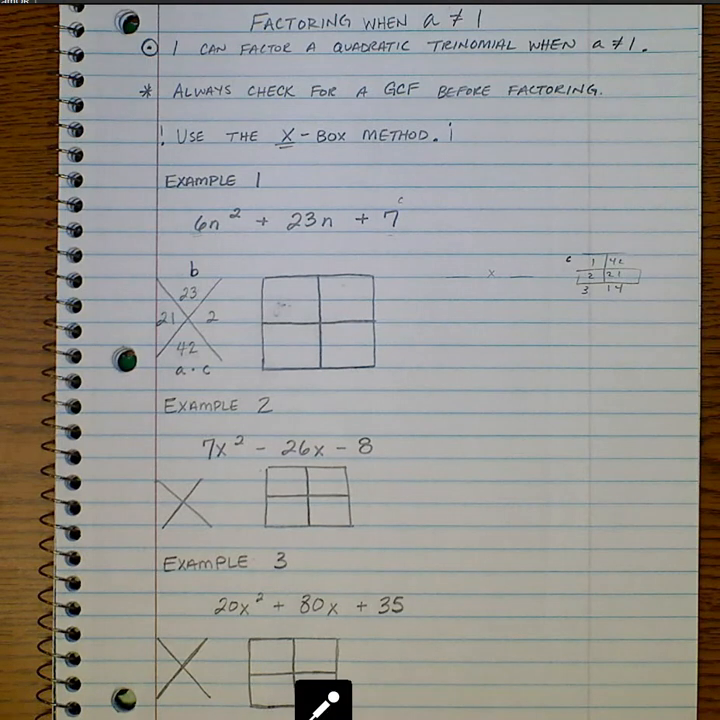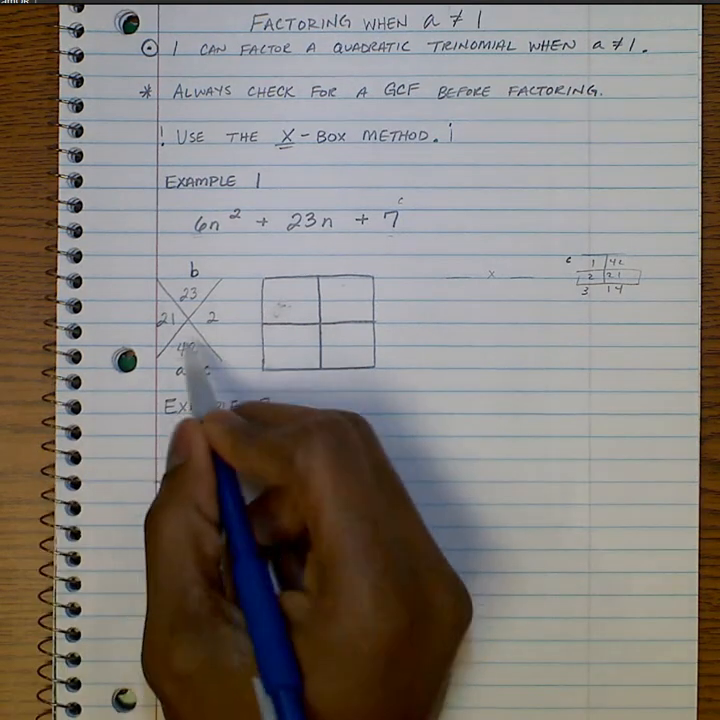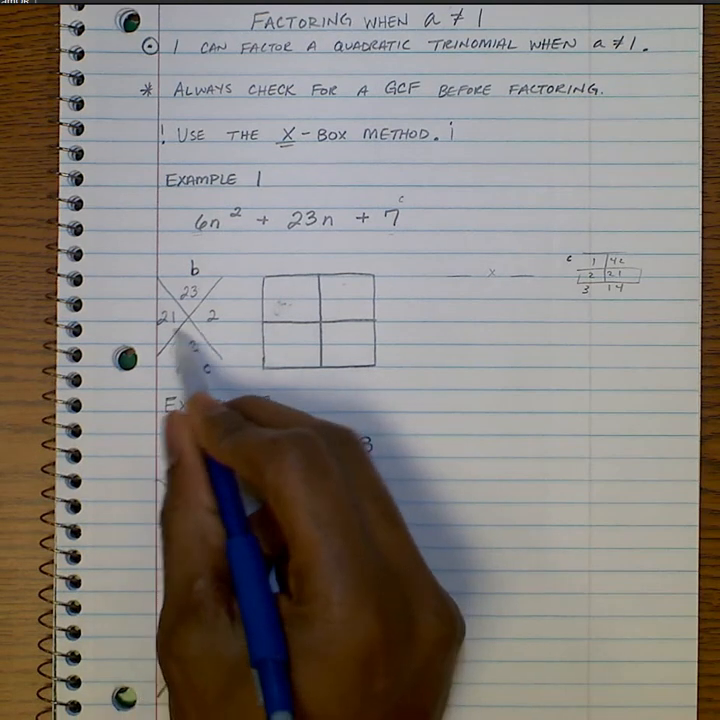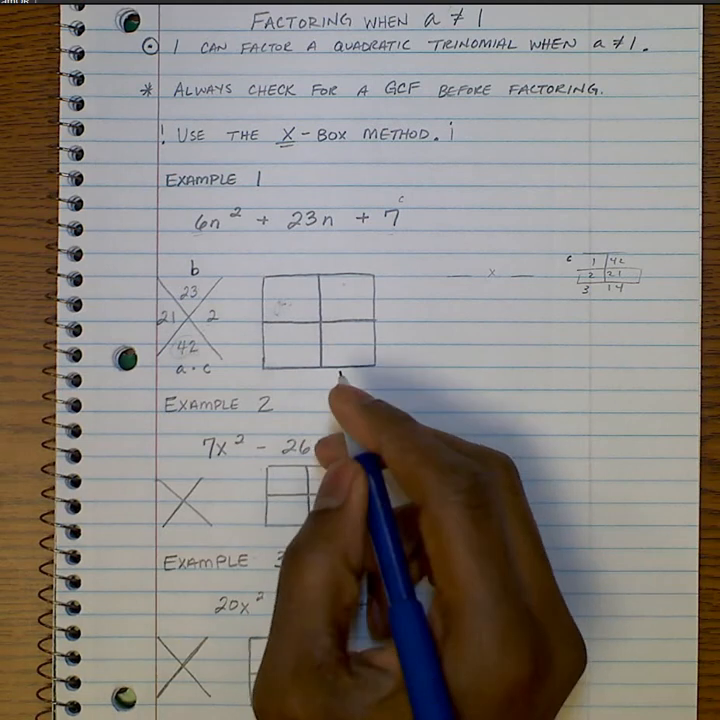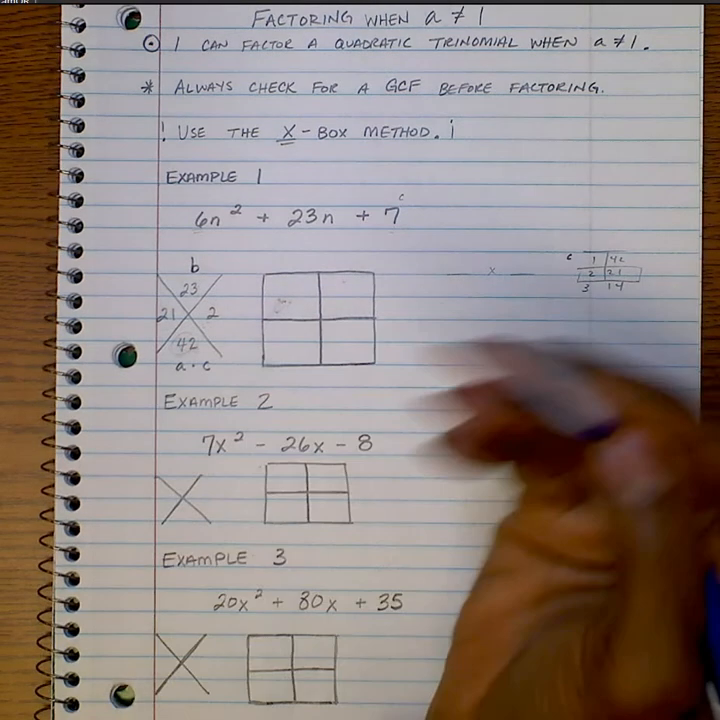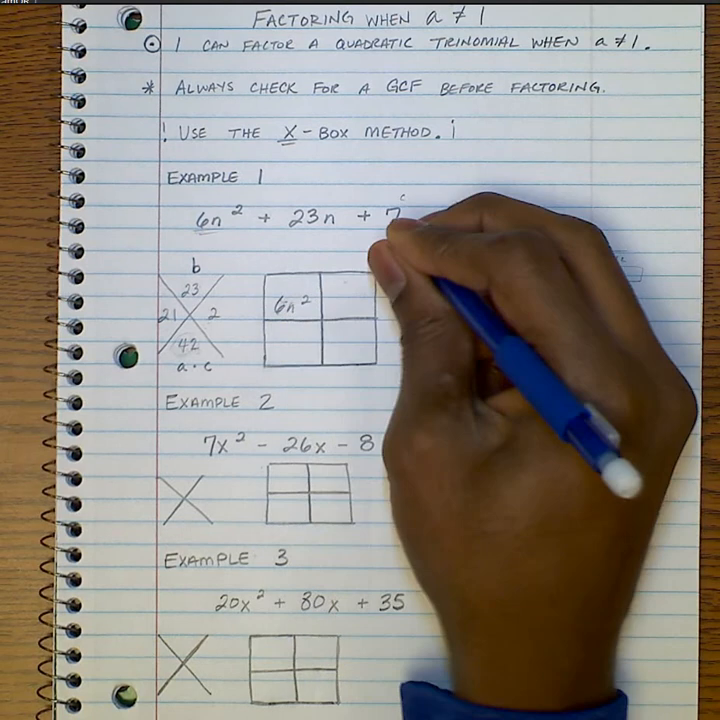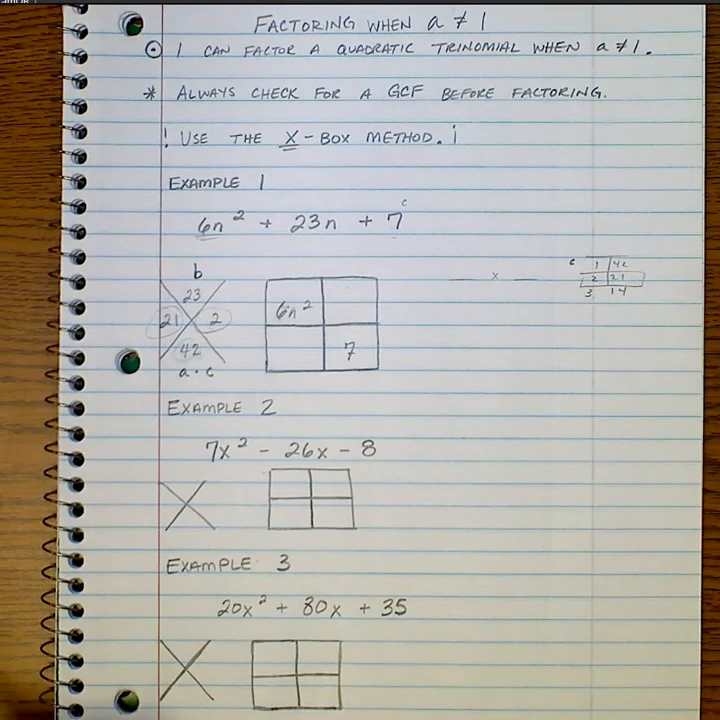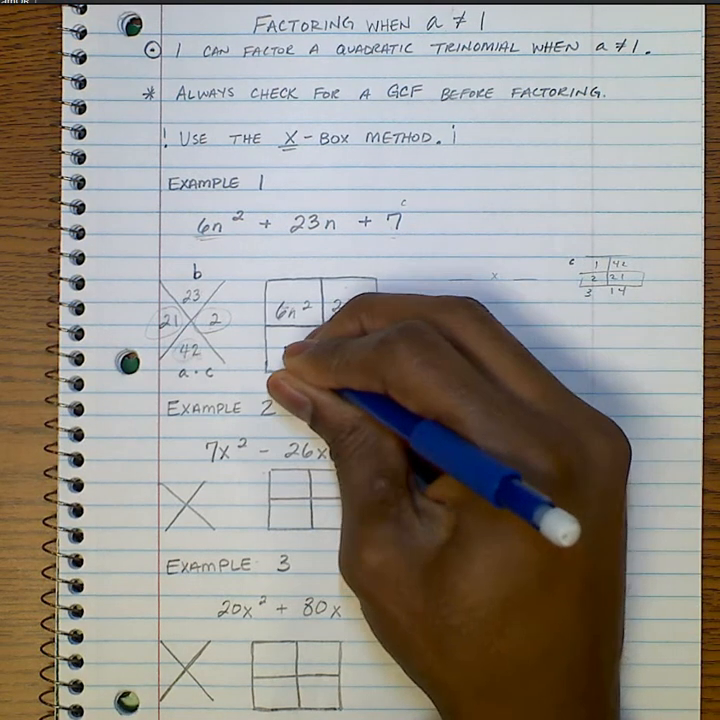I use the X box method though because I don't want to put this number 42 in my box. I need to be able to find numbers that multiply to 42 and add to give me B, but I don't want 42 in my box. So I'm doing this outside of the box. And then inside the box, the things stay the same. My first term goes into the first box, 6n squared. My last term goes into the last box, 7. And then these two terms I just came up with, I will split up between those two boxes like we did before.